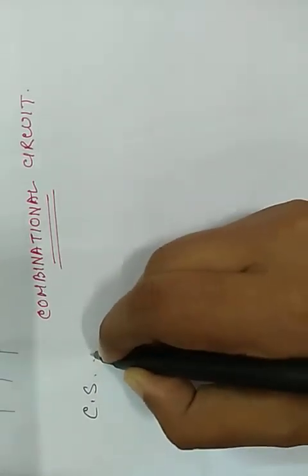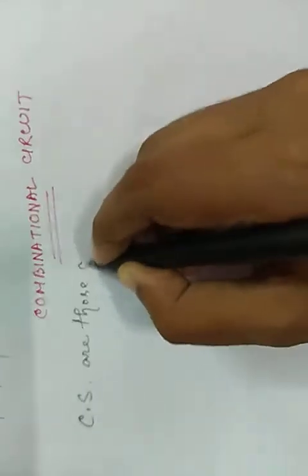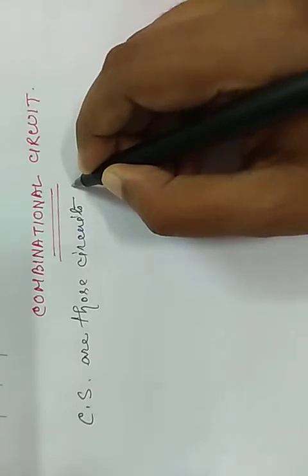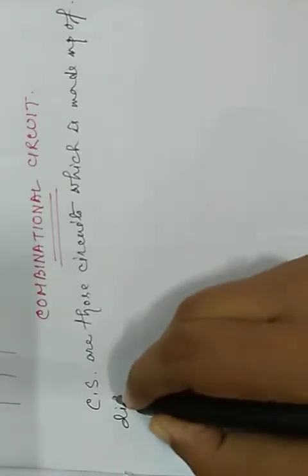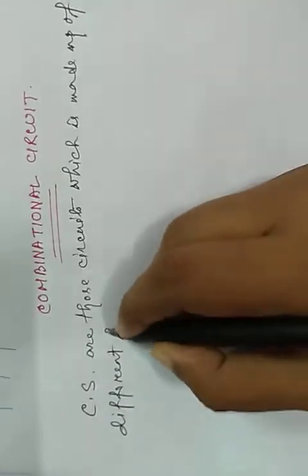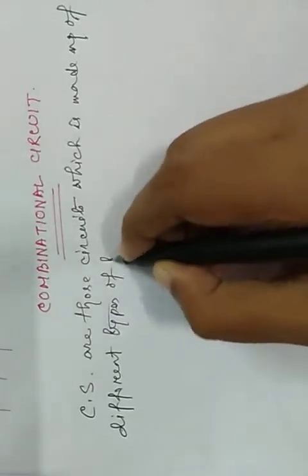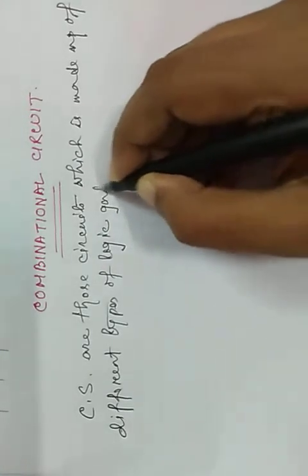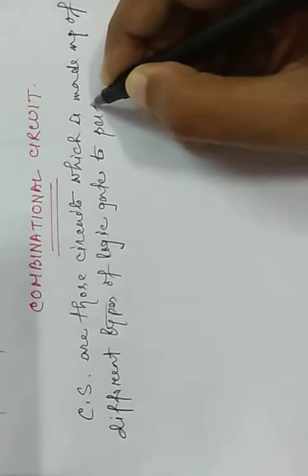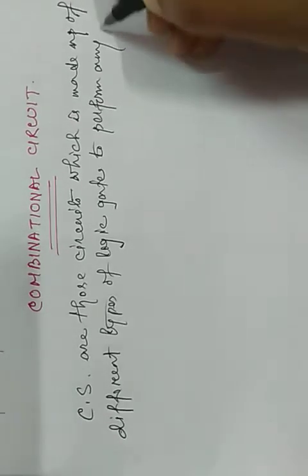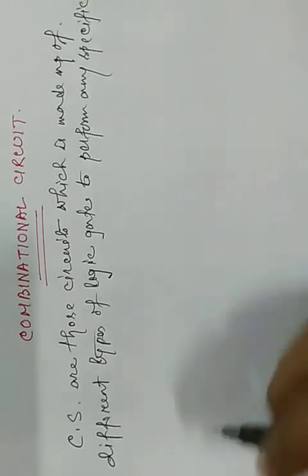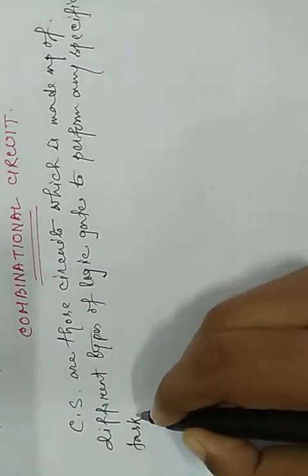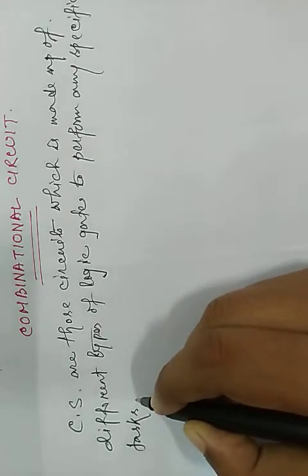Combinational circuits are those circuits which are made up of different types of logic gates to perform any specific task. Okay, to perform any specific task.